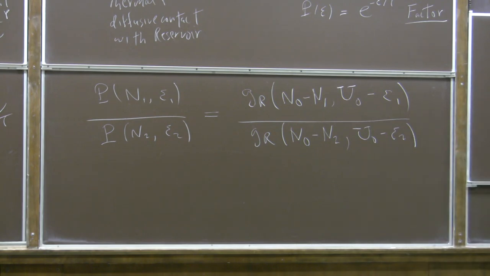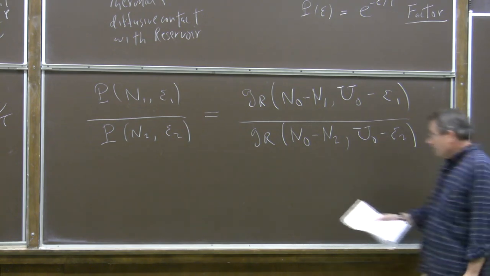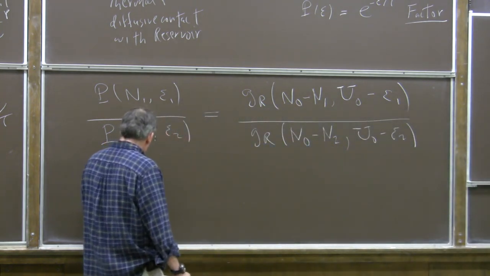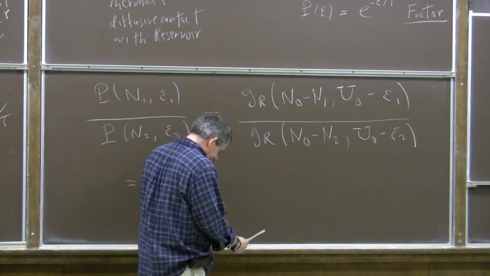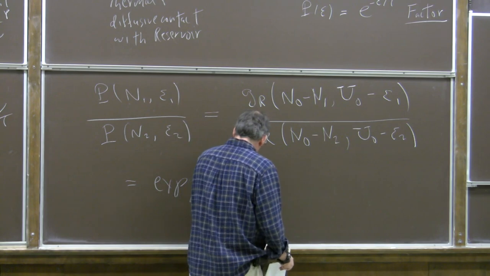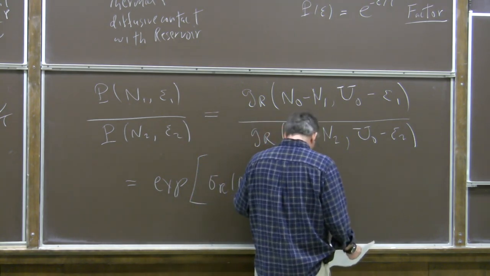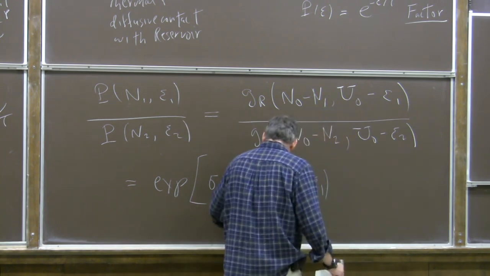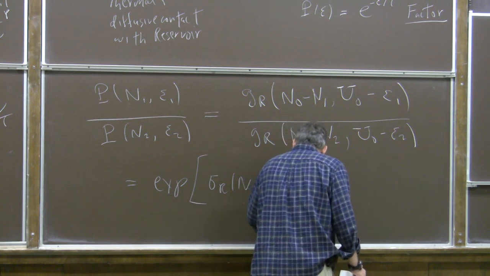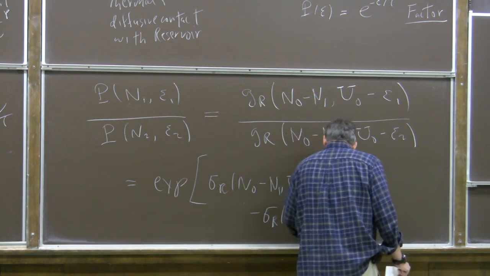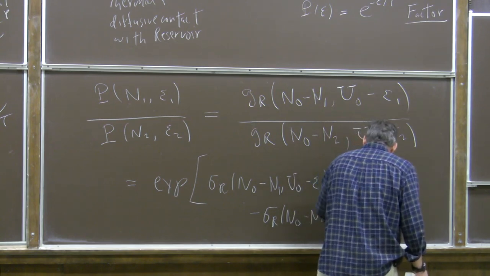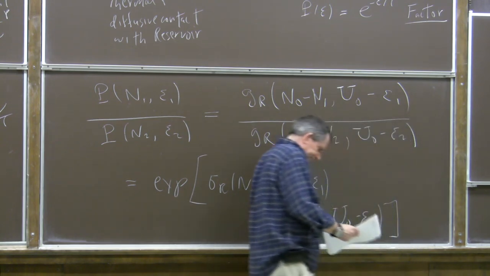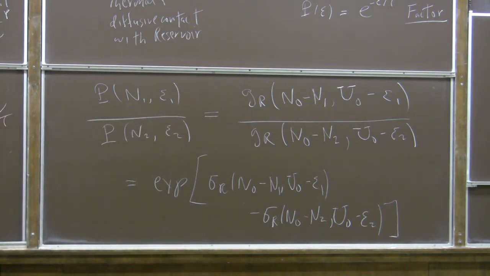Okay? So the entropy is just the log of the degeneracy. So that ratio is the same thing as the exponential of a difference of entropies: the entropy of the reservoir when it has particle number n0 minus n1 and energy U0 minus E1, minus the entropy of the reservoir when it has particle number n0 minus n2 and energy U0 minus E2. And now remember what we did before. We did a power series expansion of this difference of entropies.